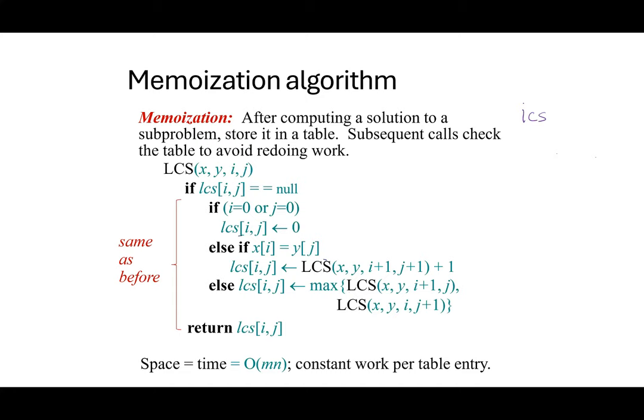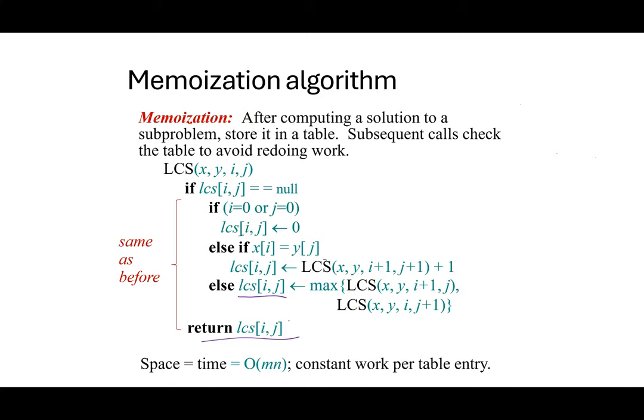Initially every value is set to null. So you check if the value is null, then we check if any of the indices have become 0, which means nothing is left. In that case, we assign 0 to that memory. Or if they match, we call the LCS again and add 1 to it, by increasing the index. We already have talked about how this comes, and save the result in our memory. Or if there is a mismatch, we call LCS twice, removing one character either from the first one or the second one, take the max value and save it in the memory. Finally, we return this value.